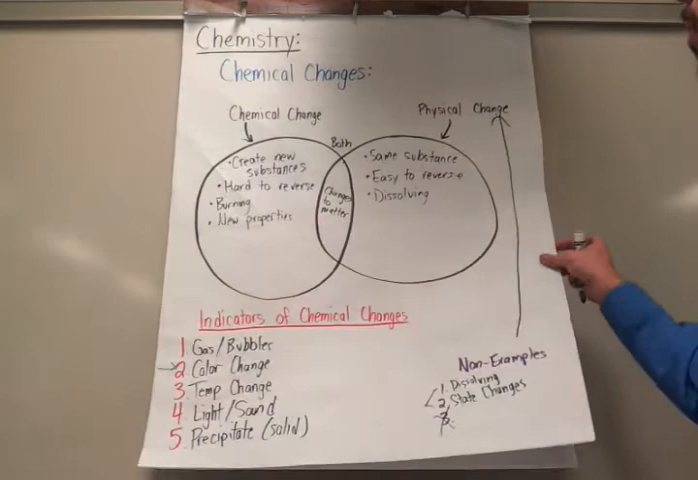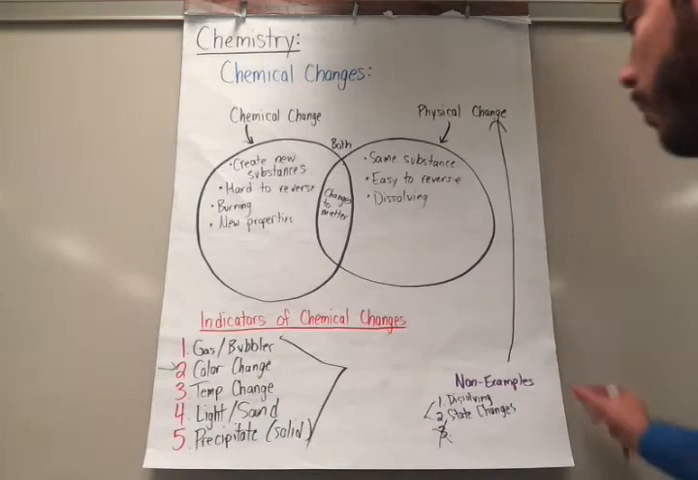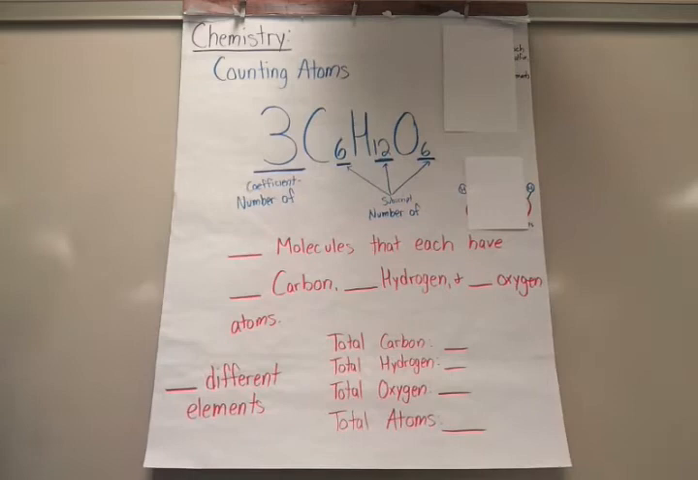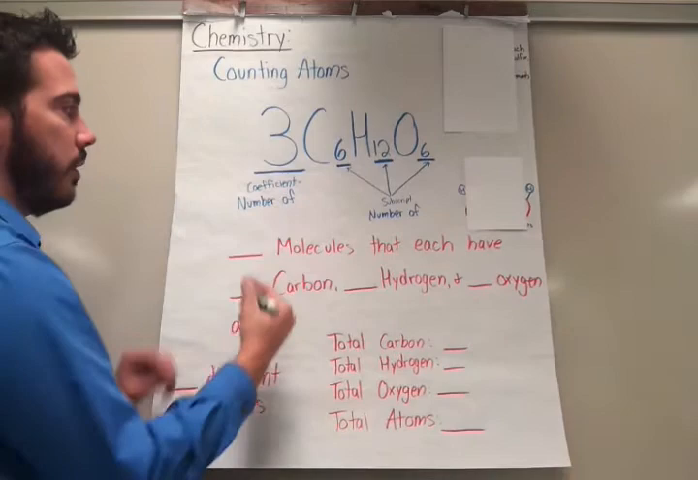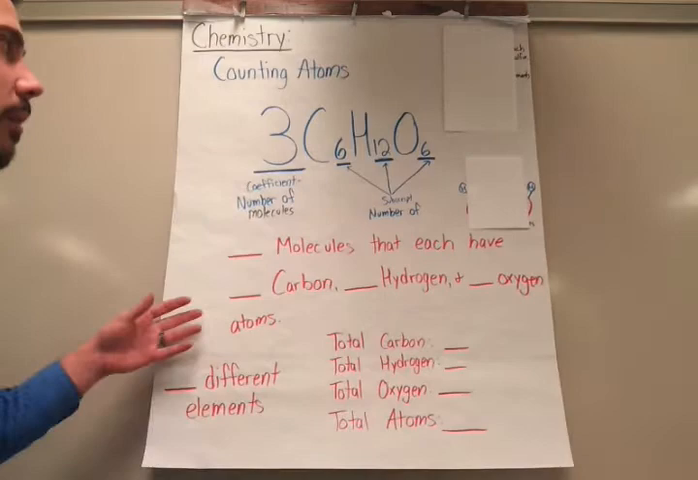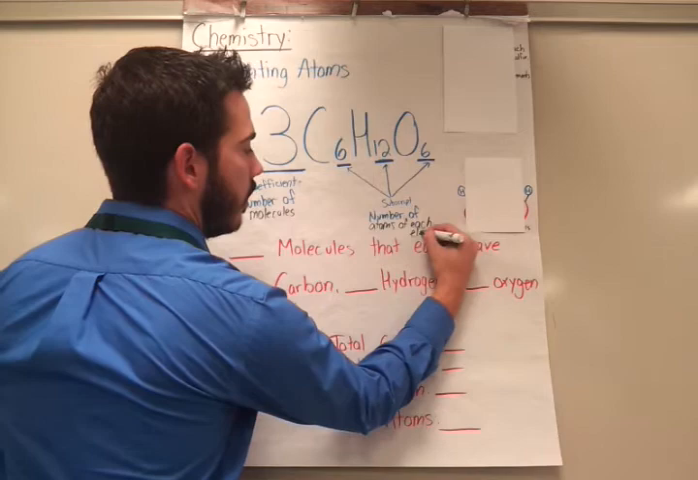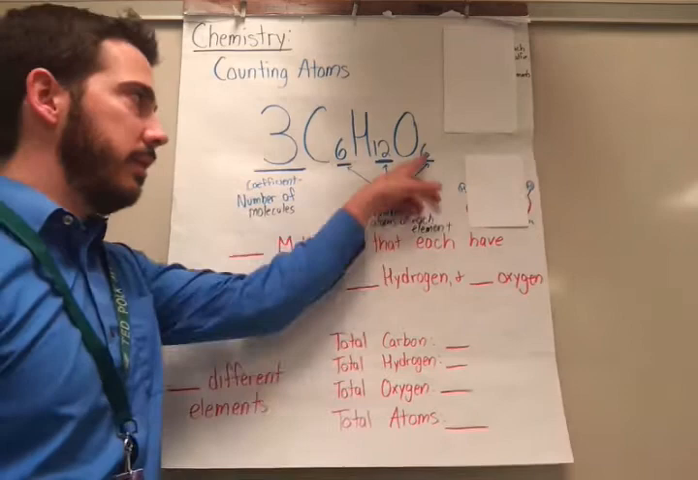Okay, so chemical changes, again, create new substances. Here's how you know if you've created a new substance: counting atoms. This is going to be a super fast review. Here's a chemical formula, 3C6H12O6. The giant 3 in front of it is called a coefficient, and that means the number of molecules. So that 3 literally means 3 molecules of C6H12O6, or glucose. The subscript is the number of atoms of each element. So, for example, that would be 6 carbons, 12 hydrogen atoms, and 6 oxygen atoms.